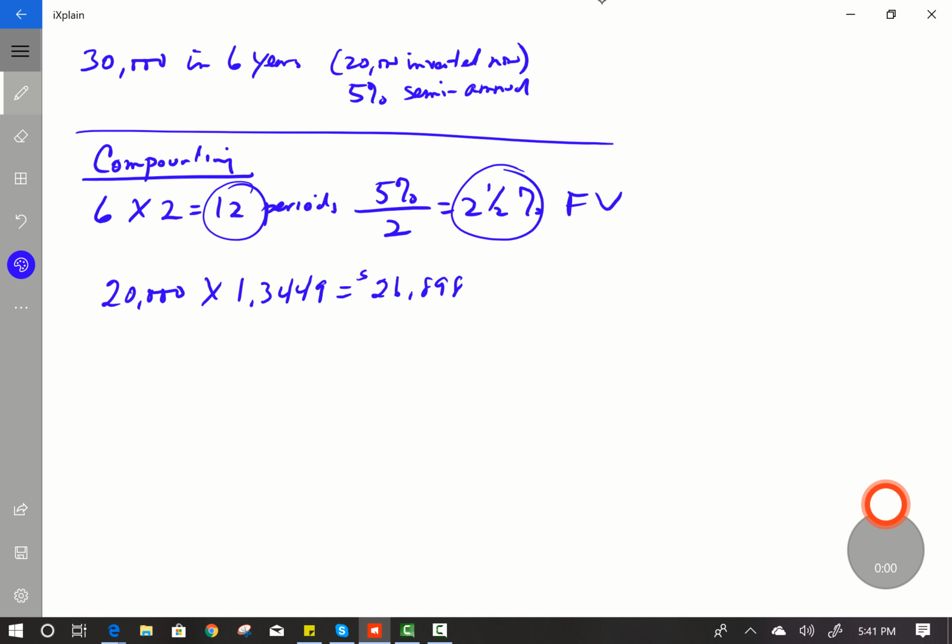So I'm going to take the amount that I invested of $20,000 times the corresponding factor of 12 periods and 2.5% using the future value table, which would give me the corresponding factor of 1.3449. And the future value would be $26,898. So he needed $30,000. He did not quite make it with his investments, so that did not work out here. Okay, so will Earl have enough money to buy his delivery truck at the end of 6 years? No, he will not. He still lacks a little bit.